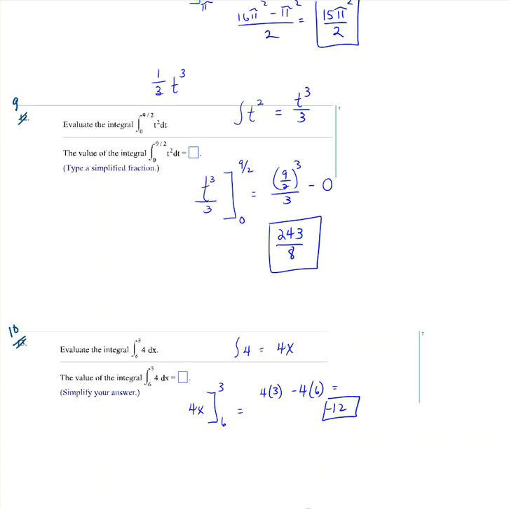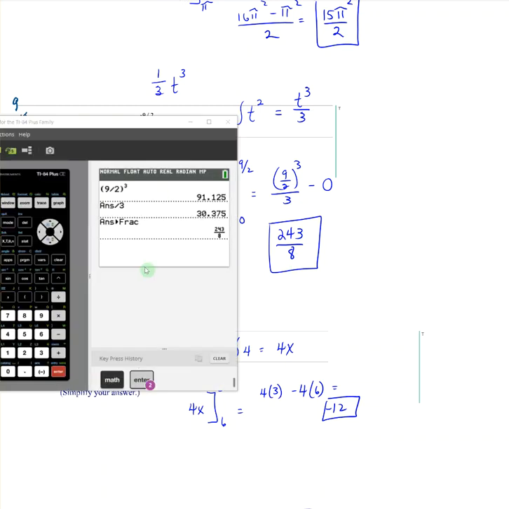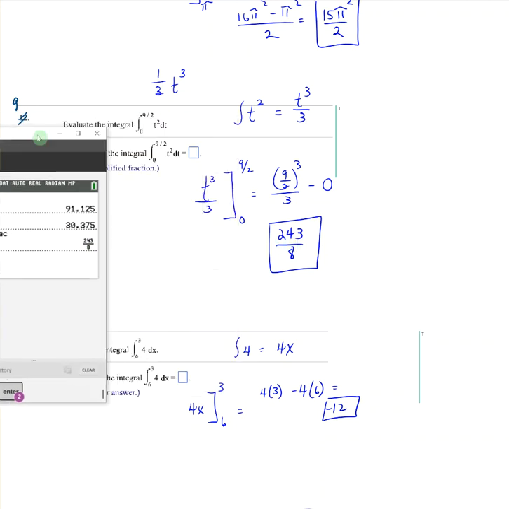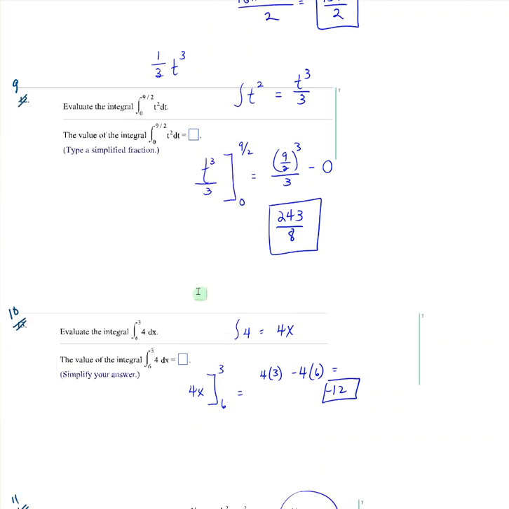Let me see if I get my calculator up. Okay, so this is showing you how you can do this on the calculator and help yourself. So 9 divided by 2 cubed, you get 91.125. Then divide that by 3, and you get 30.375. If I turn that back into a fraction using the math button, and fraction, you get 243 over 8, which is what you should get. So that'll take care of number 9.